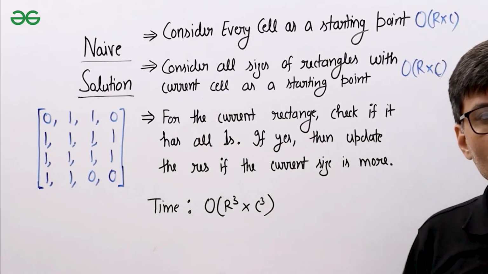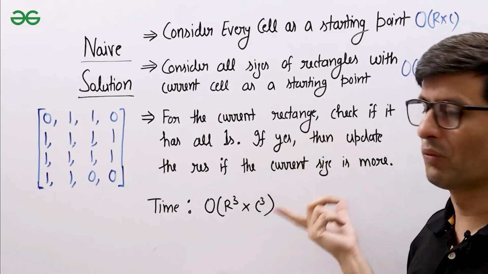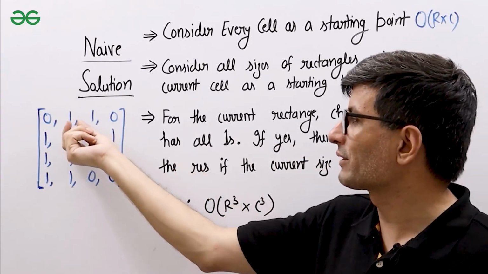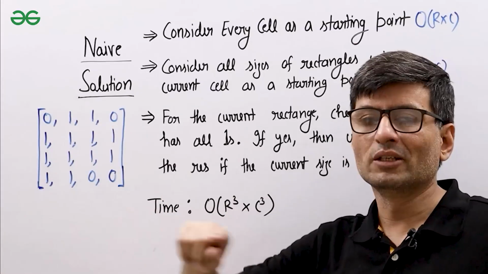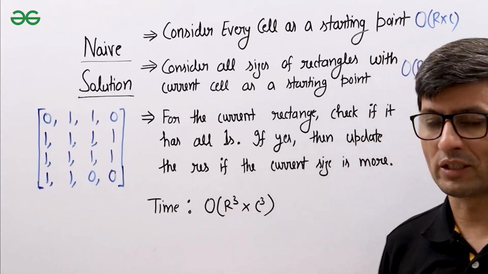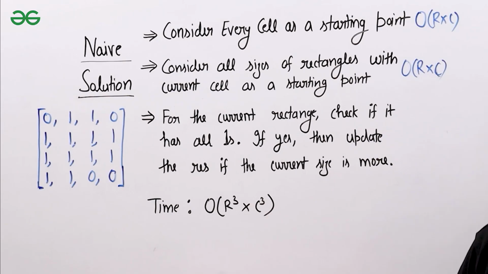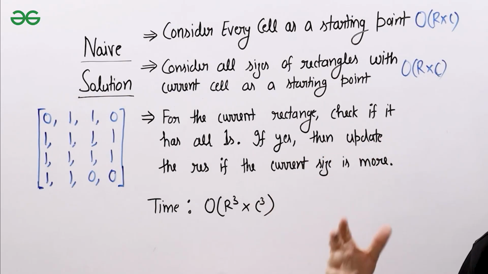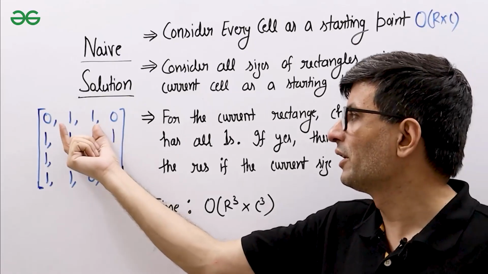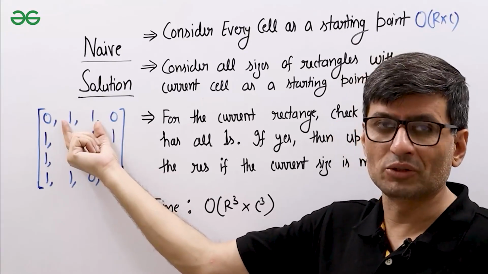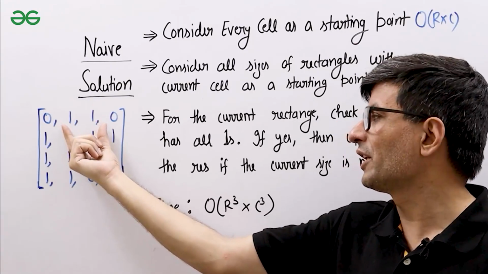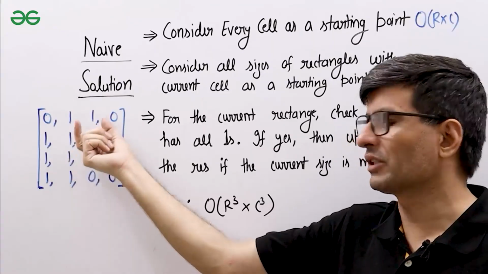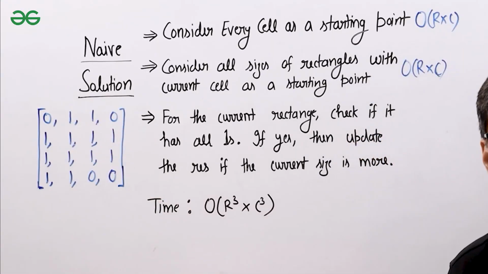And then for every pair, you check if it has all ones or not. Suppose you generated a pair of size 1 cross 1, then you check if this matrix has all ones or not. If it has, then you update the result if the size of the current rectangle is more than the result. Then you generate a pair 1 cross 2 and check again. Then 1 cross 3, then 2 cross 1, then 2 cross 2, and for every pair value you check if it has all ones or not.